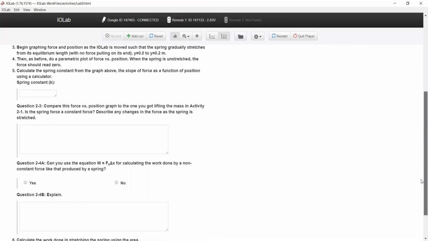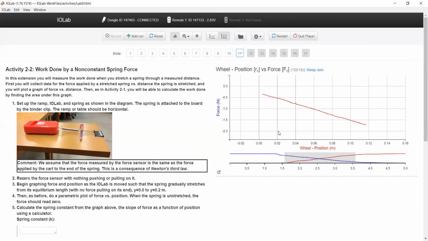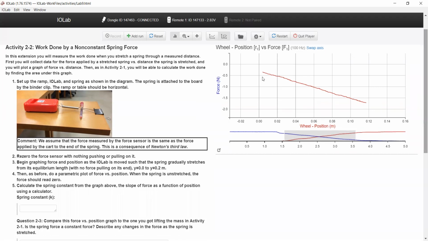I can explain. Calculate the work done in stretching the string using the area under the curve, so we need to find the area under the curve. Okay, area under this curve, from here to here. So you have to find this area. You may count the squares. If you want to make a triangle, that is also possible, or you can break it into rectangles, or is it a trapezoid? Something like this. Find the area, calculate the area under this triangle.